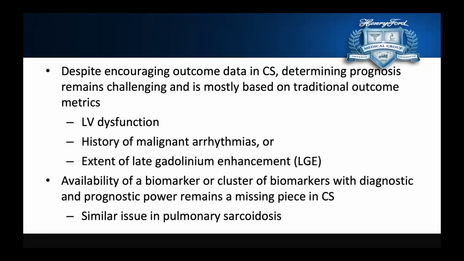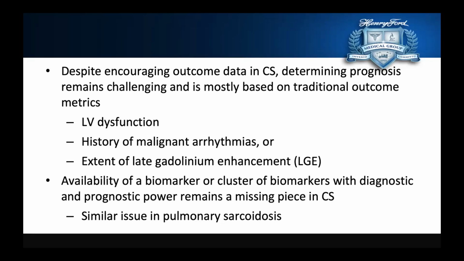Now, despite encouraging outcome data, determining prognosis remains challenging, in that it's mostly based on traditional outcome metrics. So we can look at left ventricular dysfunction, we can look at history of malignant arrhythmias or extent of late gadolinium enhancement, with this latter actually showing superiority to some of the standard prognostic parameters, such as perhaps EF or cardiac volumes, in predicting worse outcomes. The availability of a biomarker or a cluster of biomarkers with diagnostic power remains a missing piece.